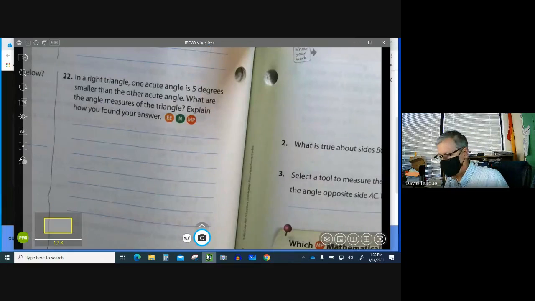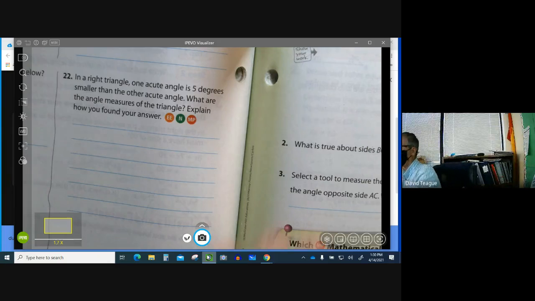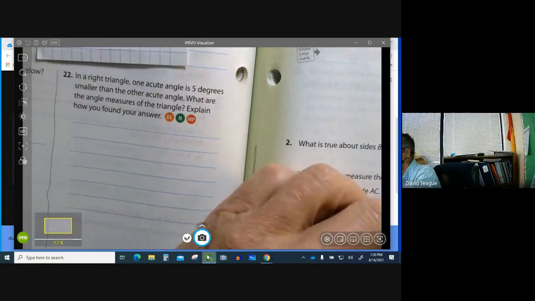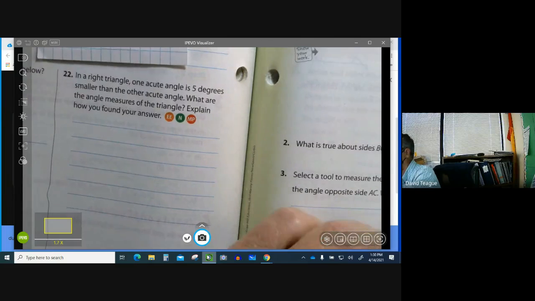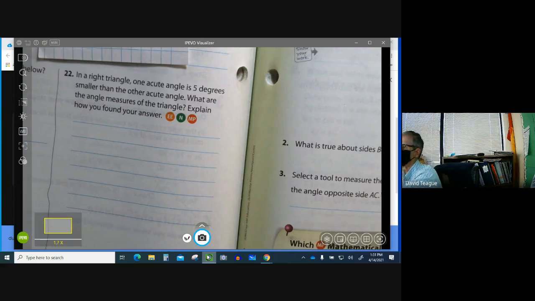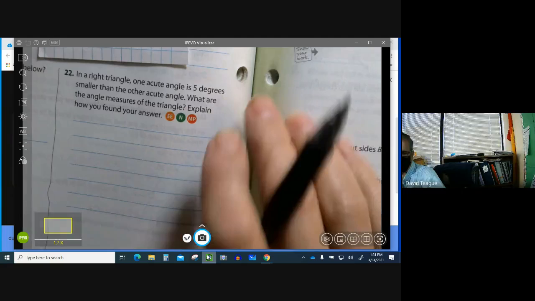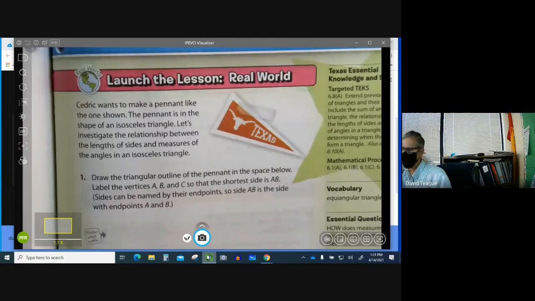Okay. So 693 in your math book. So yesterday we learned about classifying triangles, right? And we classify them by their angles and their sides, right? So if we have a triangle, all the angles are less than 90 degrees. What do we call that kind of triangle? Yesterday, if we had a triangle that had all three angles less than 90 degrees, what do we call that kind of triangle?